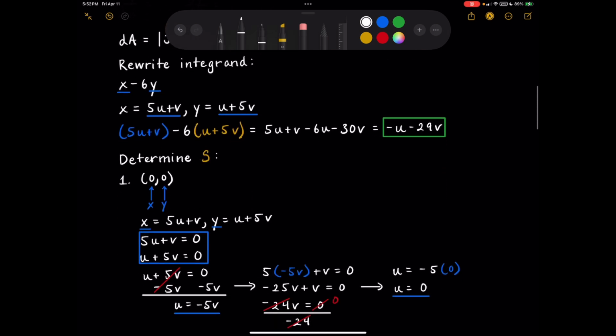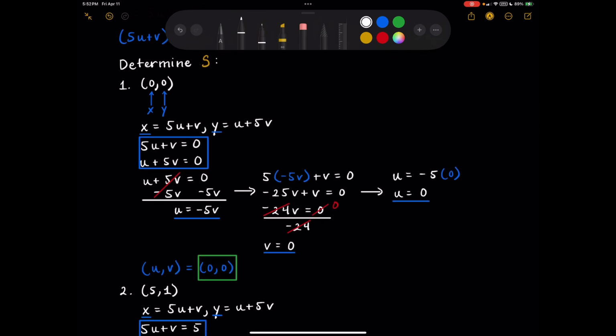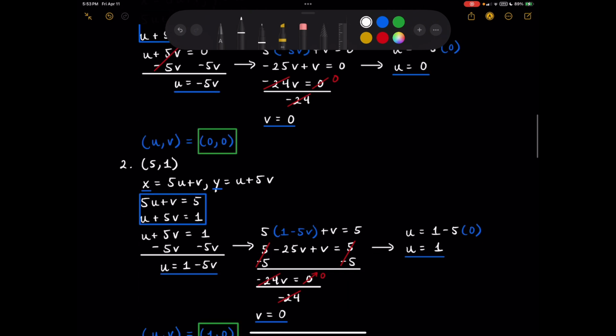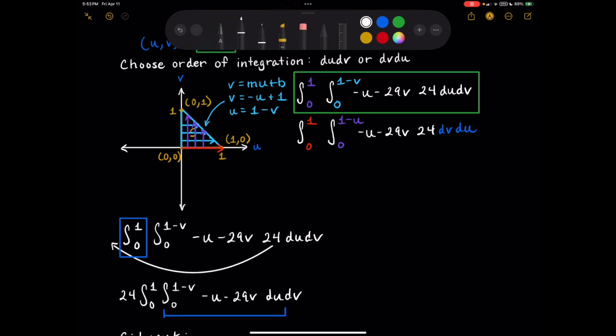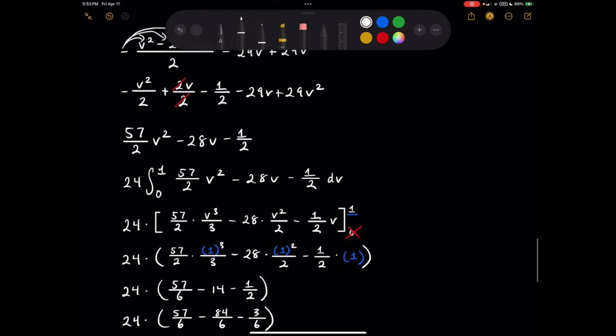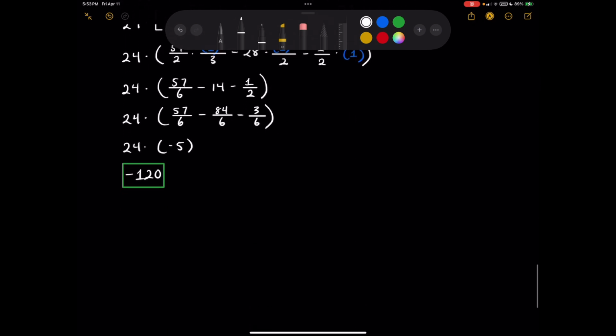We rewrote the integrand in terms of u and v instead of x and y. And then we found the mapping, the corresponding point in the UV plane of every single vertex that we were given in the problem. And once we had that, we drew a picture and we did a small mini lesson on changing the order of integration. And we decided to go with 24 du dv as our dA here. But if you were to go through the other integral, you would get the exact same answer. And then we just did some math to reach the final answer of negative 120.